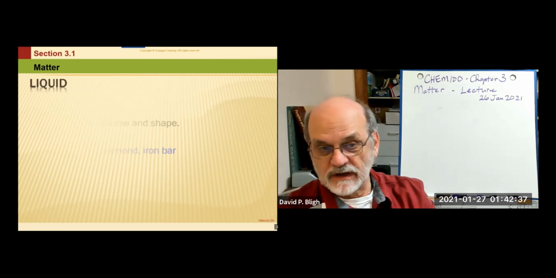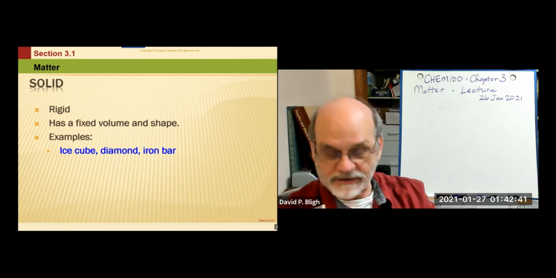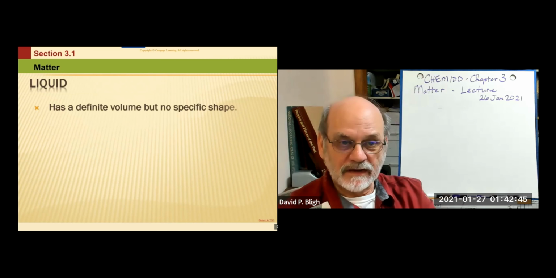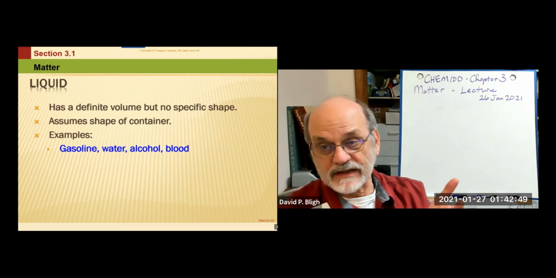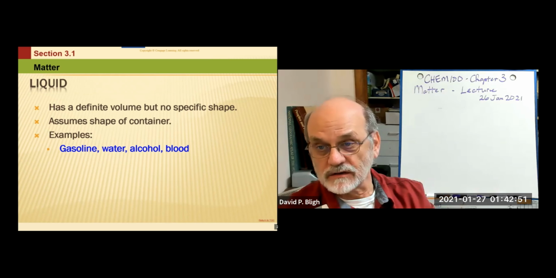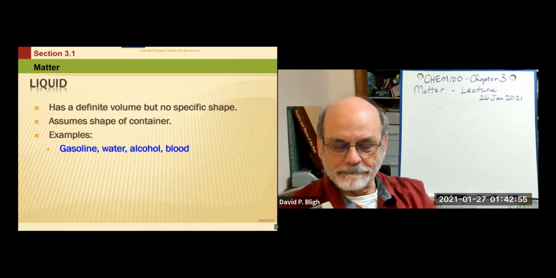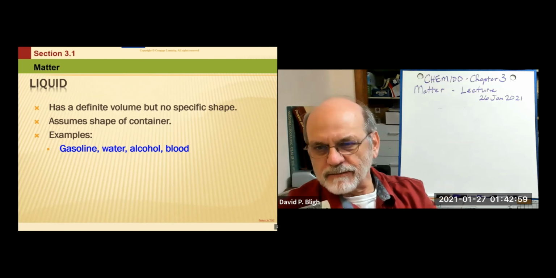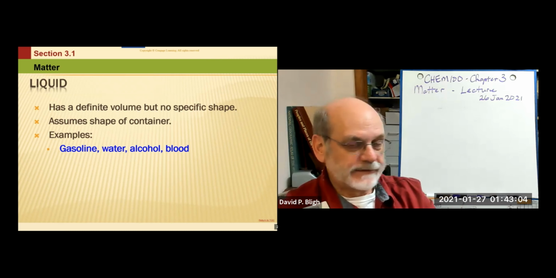Examples: ice cube, diamond. Right, diamond's a solid. An iron bar is a solid. Those fit the definition. Liquids. Examples: gasoline's a liquid, water's a liquid, alcohol, blood is a liquid. So there's really not much confusion about those general categories of phases.